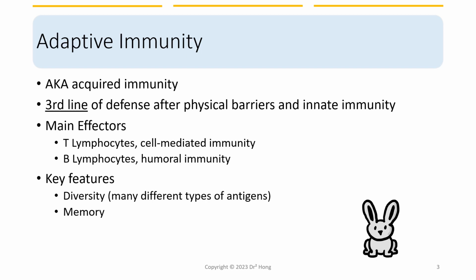The key features of adaptive immunity are that it is very diverse, meaning it can recognize many different types of antigen, but whenever it recognizes, it is very specific. It also carries memory, meaning your body is going to remember this particular encountered antigen in the future.